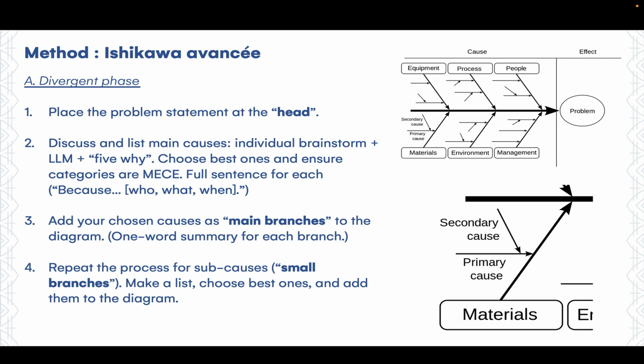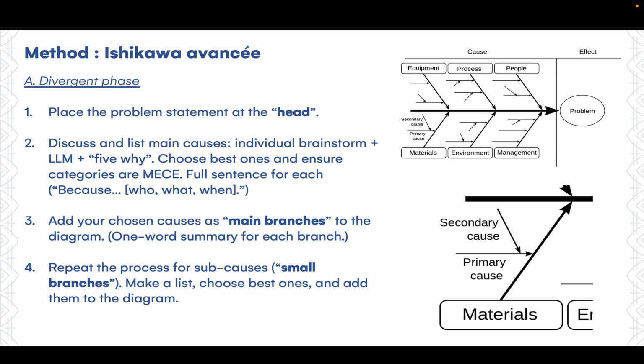So again, summarizing here, right? Divergent phase, you start by putting the problem at the head. And then you discuss and list. Before you start filling your diagram, you want to write it down in your notebook, right? Individual brainstorm, then your LLM to fill in gaps, and then the ones that are particularly interesting, that's where you can do the 5 why.